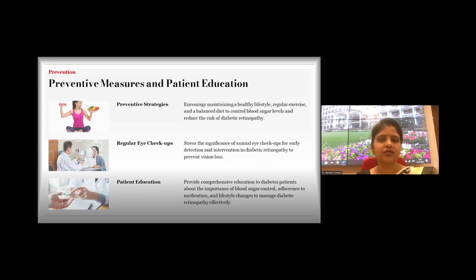So here, preventive strategies encourage maintaining a healthy lifestyle, regular exercise, and a balanced diet to control the blood sugar level and reduce the risk of diabetic retinopathy. Regular eye checkup is also significant: the annual eye checkup for early detection and intervention in diabetic retinopathy prevents vision loss. As well as patient education: provide comprehensive education to diabetic patients about the importance of blood sugar, adherence to medications, and lifestyle changes to manage diabetic retinopathy effectively.